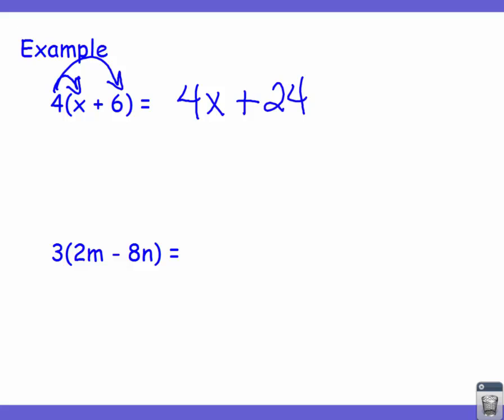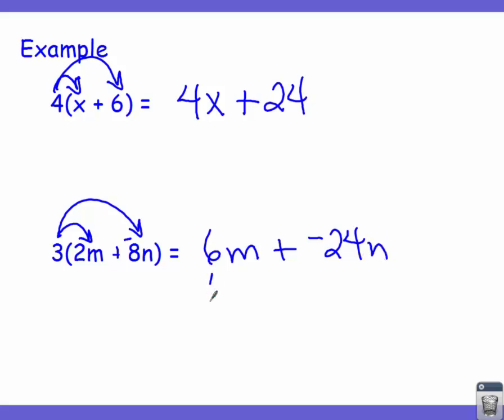Okay, so now let's look at the next one. And again, we've got a minus here, so I'm going to change that. And now I'm going to pass this 3 out to the 2m to get 6m. I'm going to pass this 3 out to the negative 8m, and I'm going to end up with a negative 24n. Now another way of looking at that one is still 6m minus 24n. Those two are the same thing. So this 3 on the outside just means I've got 3 of each one of those items that are inside the parentheses.